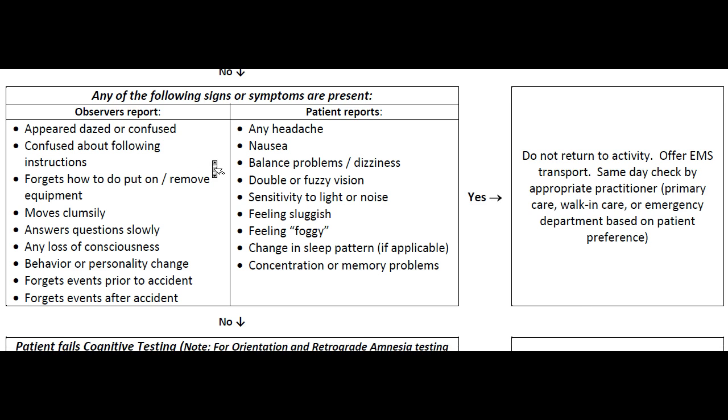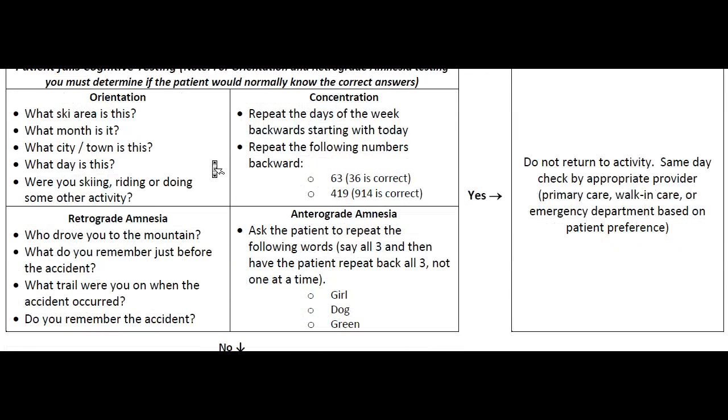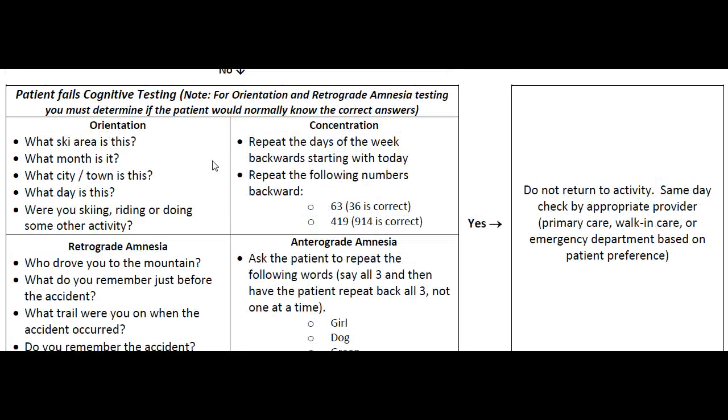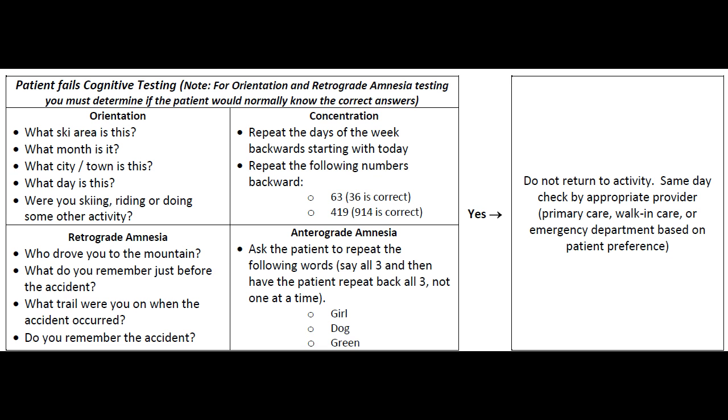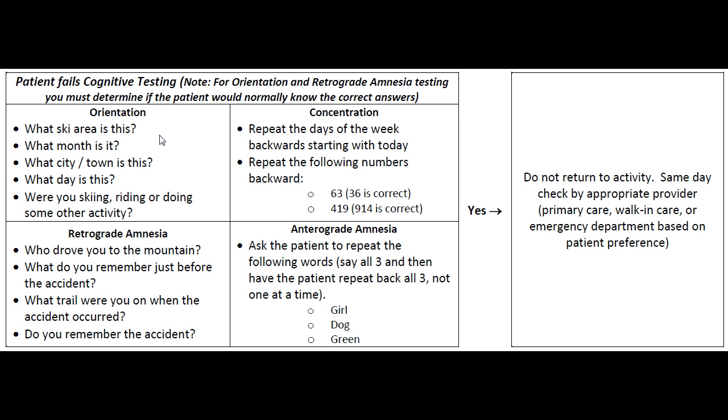But suppose the patient doesn't have any of those signs or symptoms. Well, now we need to actually do some cognitive testing on the patient. So for cognitive testing, we are actively testing them for their thinking. And in two of the domains, orientation and retrograde amnesia, your testing depends on the fact that at baseline, without an injury, the patient would have certain knowledge. So as best as you can, ask observers, ask the patient if in fact they would normally know the correct answers to the questions. Because if they normally wouldn't, I mean, think about it.